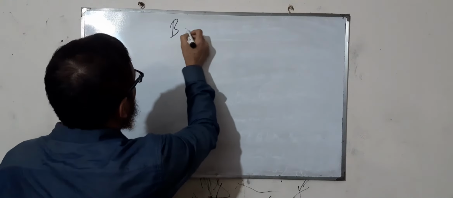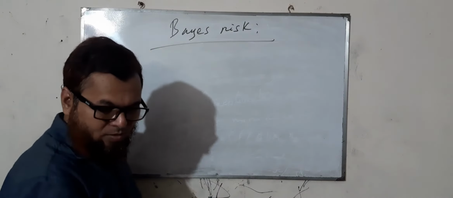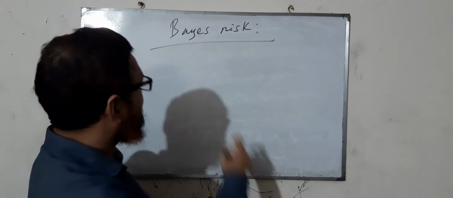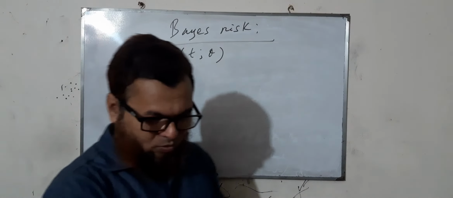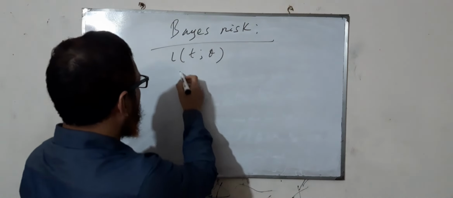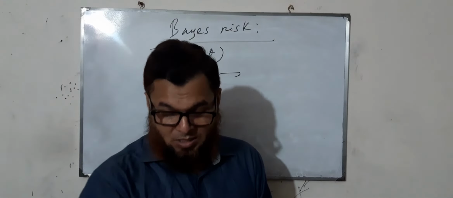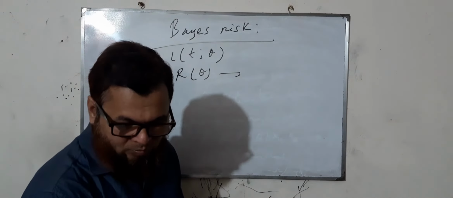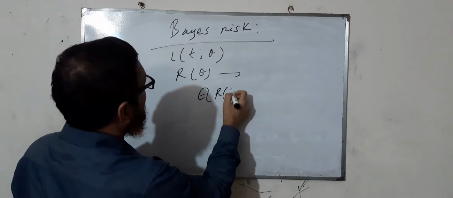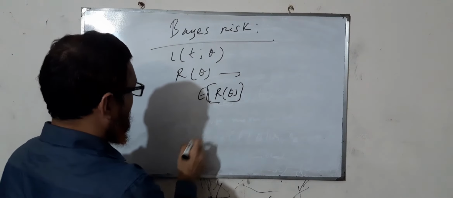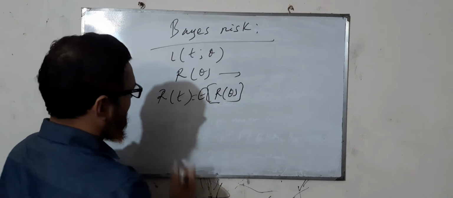Bayes risk. Let L(T, theta) be the loss function and R(theta) be the risk function. Then the expected value of the risk function is called Bayes risk. It is denoted by R(T).